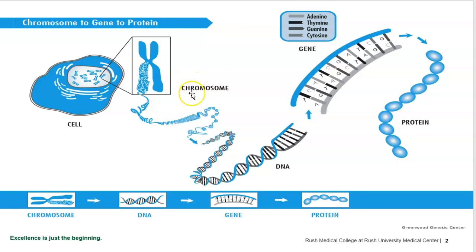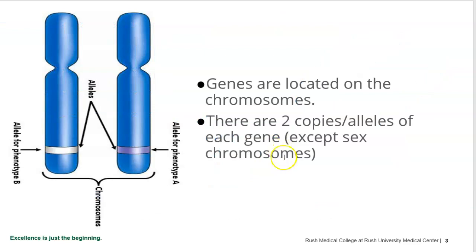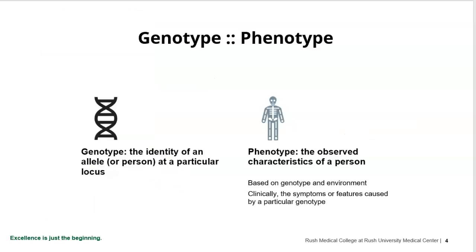Now, we have 23 chromosomes, 22 autosomes, and the sex chromosomes, and not all genes in all tissues are active at the same time. So again, we have two copies of our genes, and the genes on there are known as alleles. So we have two alleles, except for the sex chromosomes. Genotype is our genetic material, like the genes that we have, the two copies.